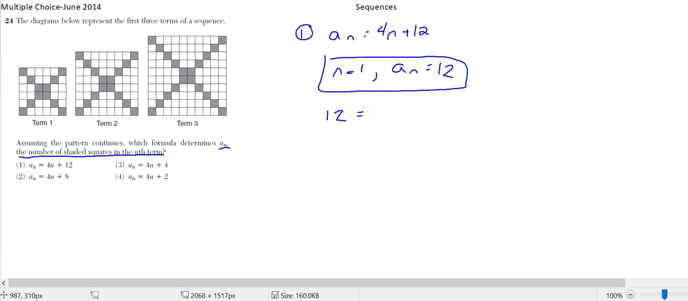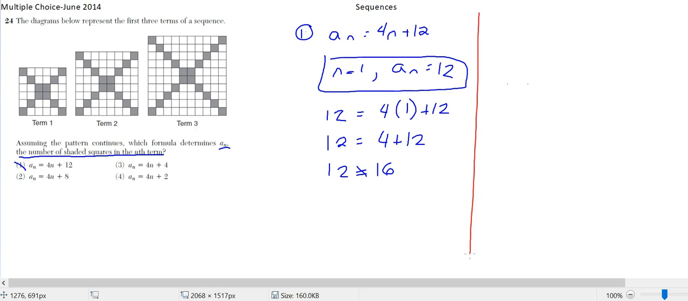Is 12 equal to 4 times n, which is 1, plus 12? Is 12 equal to 4 plus 12? Obviously not. 12 is not equal to 16. So choice 1 cannot be the correct answer. Let's move on to choice 2.